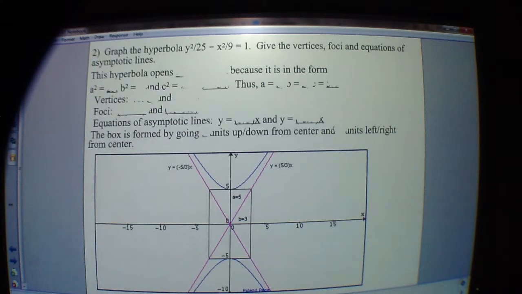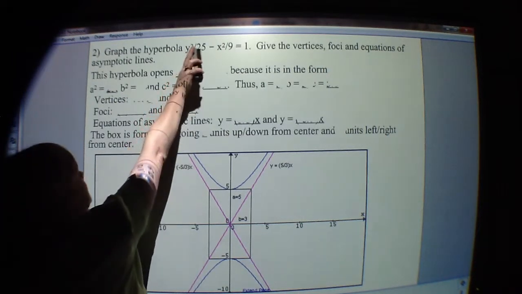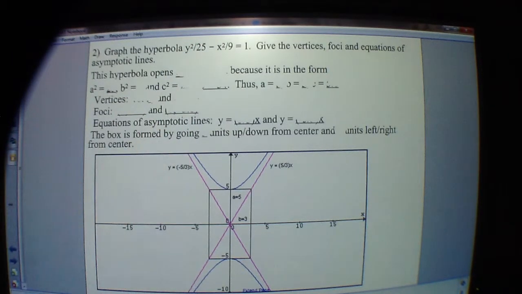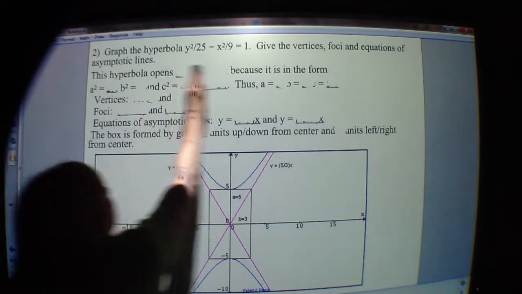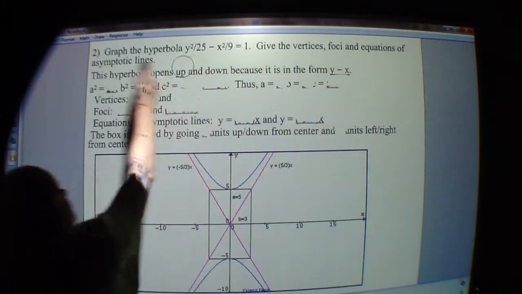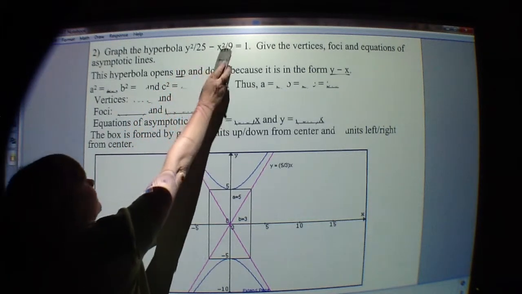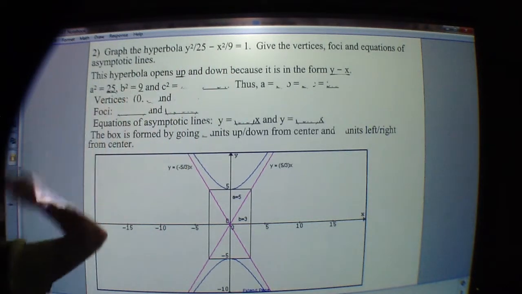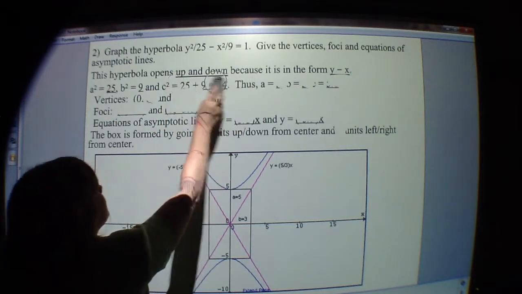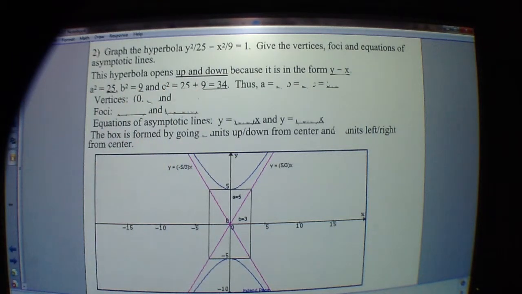Number 2, graph the hyperbola y squared over 25 minus x squared over 9 is equal to 1. Give the vertices, foci, and equations of the asymptotic lines. Now, since that's a positive, it opens up and down. It's the form of y squared minus x squared. A squared is 25, b squared is 9. So c squared is 34.